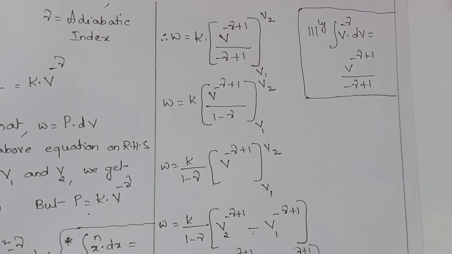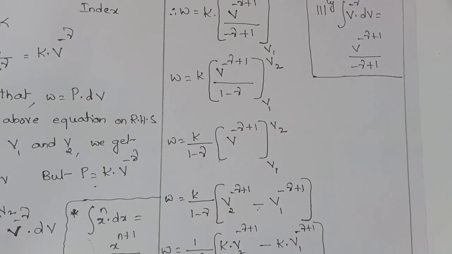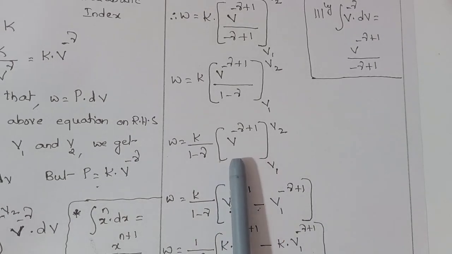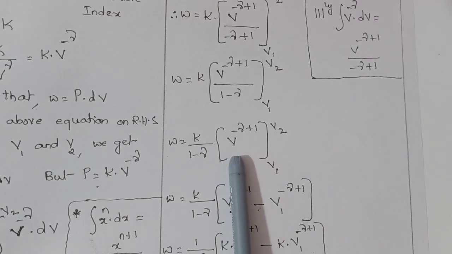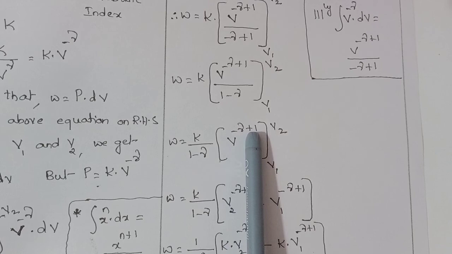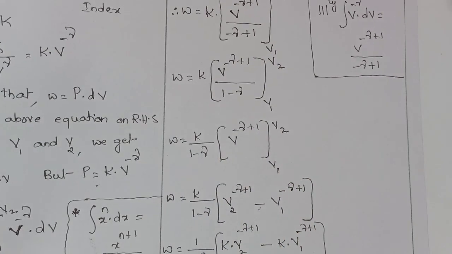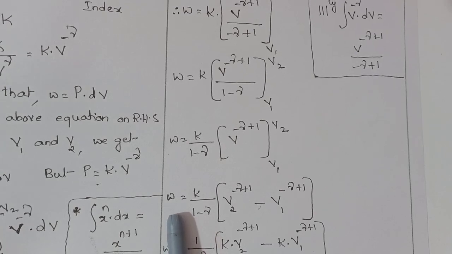Okay. Now you all know that next step. So within the limits v1 to v2, now what happens inside the brackets? v2 to the power minus gamma plus 1 minus v1 to the power minus gamma plus 1. So this is the next step here.